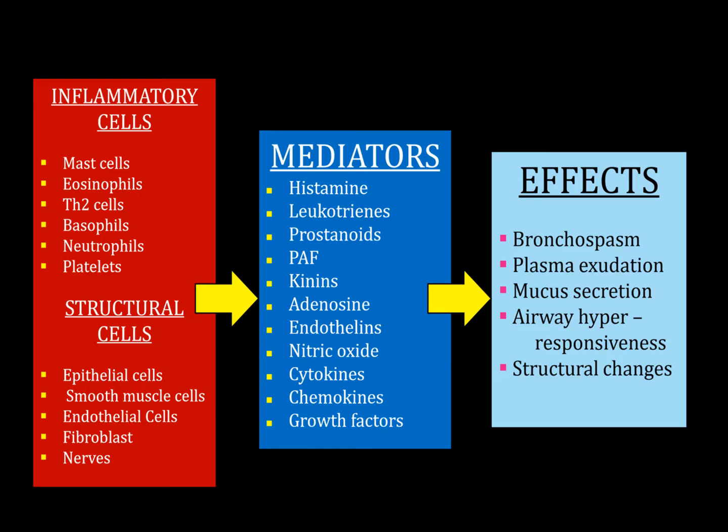These are the different inflammatory and structural cells that are involved in asthma. The inflammatory cells include mast cells, eosinophils, Th2 cells, basophils, neutrophils, and platelets, together with the structural cells, including your epithelial cells, smooth muscle cells, endothelial cells, fibroblasts, and nerves. Both release mediators, including your histamine, leukotrienes, prostanoids, PAF, kinins, adenosine, endothelins, nitric oxide, cytokines, and chemokines, and all of these mediators will cause the different effects related to asthma, and these include bronchospasm, plasma exudation, mucus secretion, hyperresponsiveness of the airway, and structural changes.